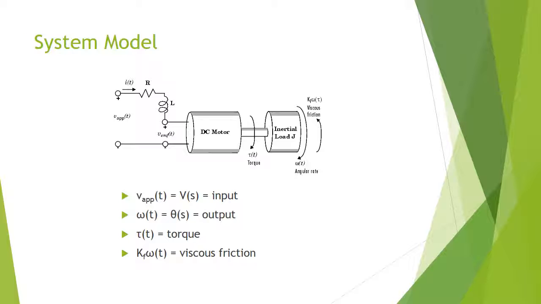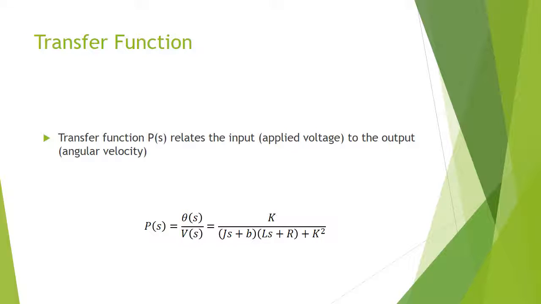Here is a model of the DC motor system. V applied is the input of the system. Omega(t), or theta with s, is the output. Tau(t) is the torque of the system. And finally, K omega(t) is the viscous friction factor. G(s) shows the transfer function for the DC motor system. This transfer function relates the input, which is applied voltage, to the output, which is angular velocity.